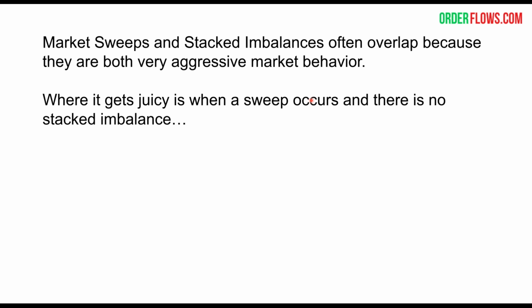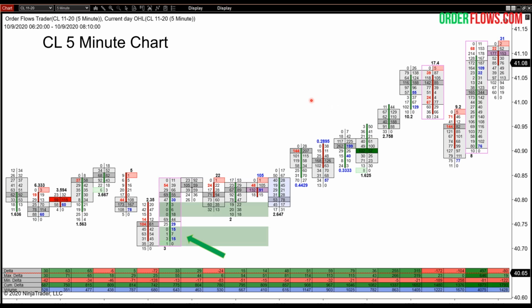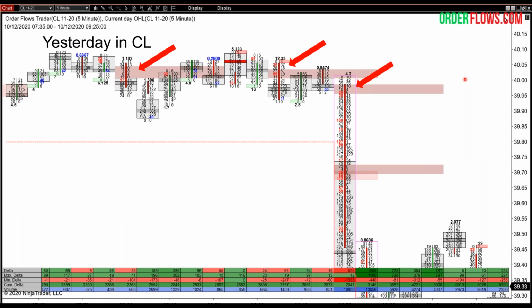Where it gets juicy is when a sweep occurs and there's no stacked imbalance. Okay, so for example, this is Crude. This is a 5-minute chart. You can see some sweeping activity down here and down here preceded the market moving up. This was yesterday in the Crude. Again, also a 5-minute chart. You can see a small sweep here, a sweep here, and a sweep just starting in this big bar down, right?